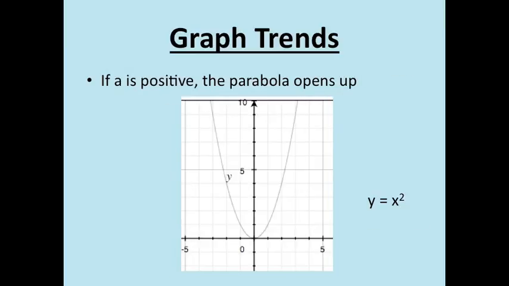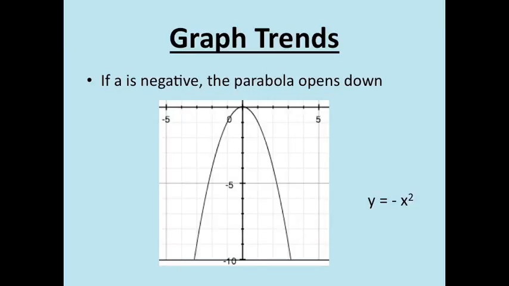The a, the very first number in our equation, controls which direction the parabola opens. When a is positive, the parabola opens up. That means the lines are going up on this kind of parabola. On the other hand, if a is negative, then the parabola opens down, as in this example, y equals -x squared. Our a here is -1, so our parabola has to flip upside down and open in the down direction.